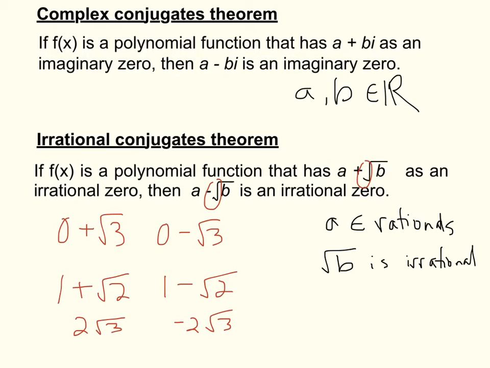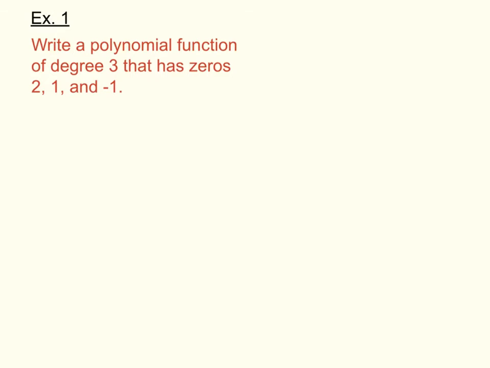And those are two theorems that are going to help us apply the fundamental theorem of algebra. Now let's get to some examples. In this first example, we're asked to kind of work backwards, and they want us to write a polynomial function of degree 3 that has zeros 2, 1, and negative 1. So in previous cases, they gave you a function and they said solve it. This time they're saying, hey, you write the function.